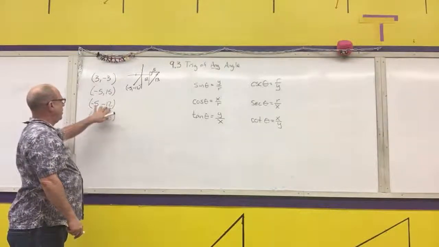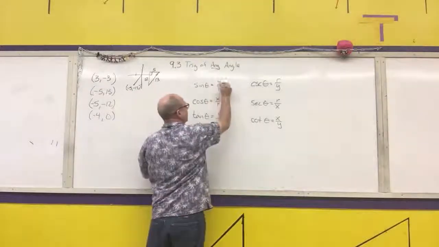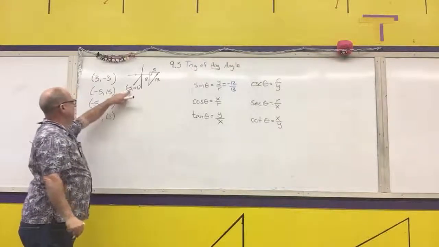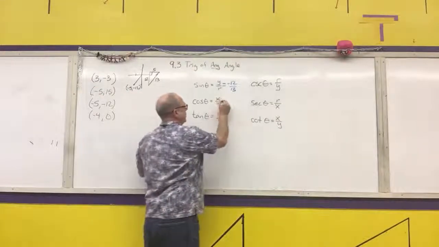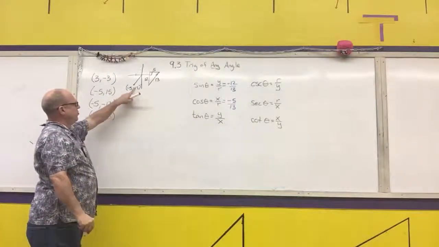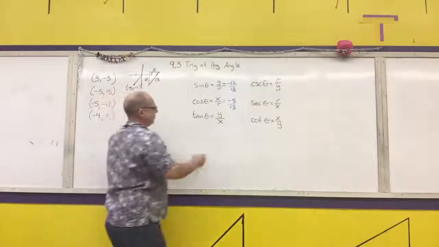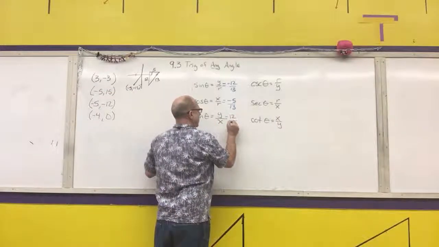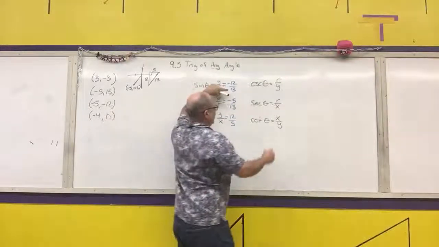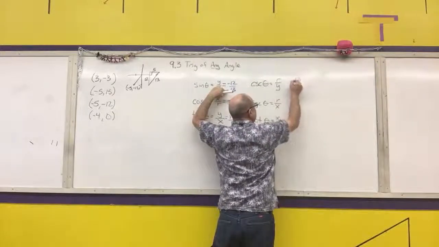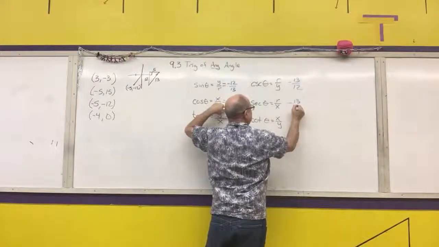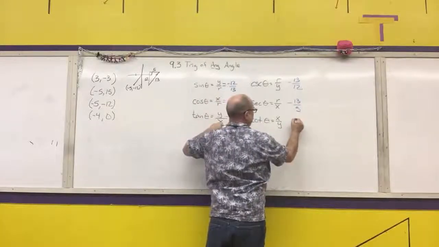Sine is y over r, -12/13. Cosine is x over r, -5/13. Tangent is y over x. -12 over -5 is 12/5. For cosecant, secant, and cotangent, I want to reciprocate. So I'm going to get -13/12, -13/5, and 5/12.